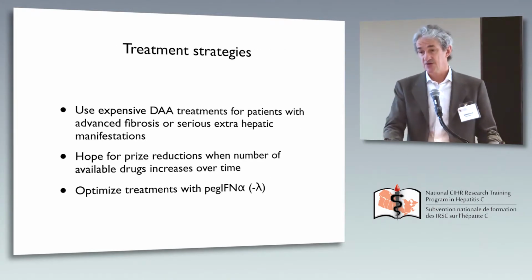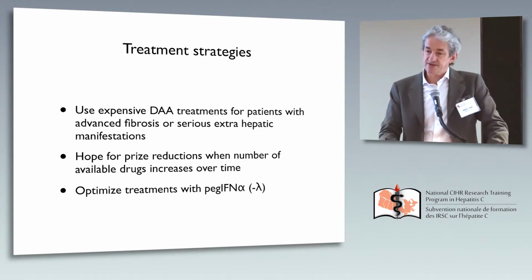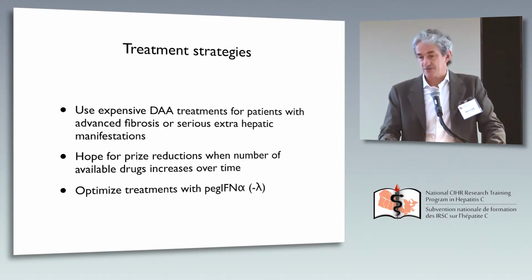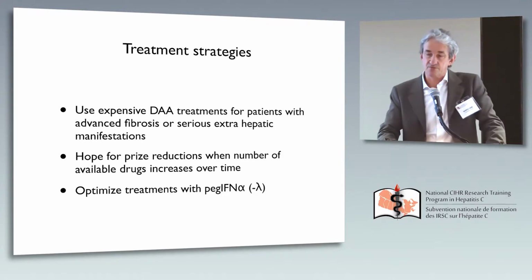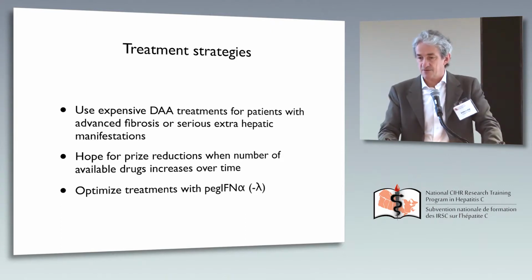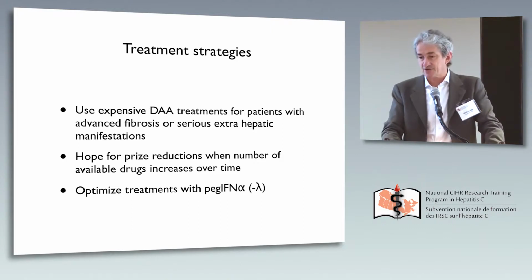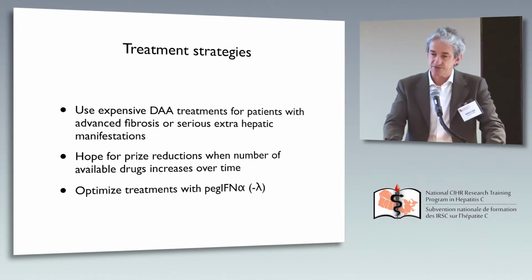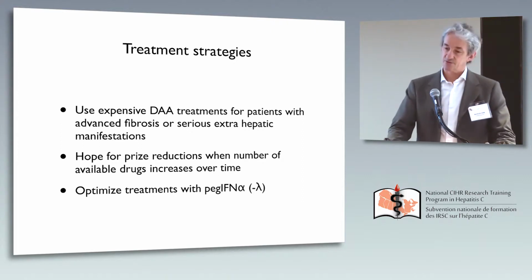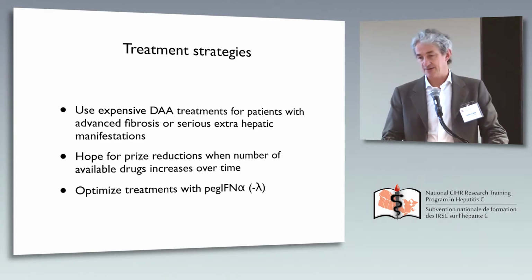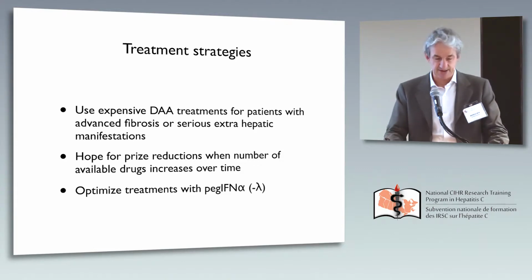So this is the background of a discussion that I summarize here. What are the strategies for doctors that have to deal with this hepatitis C epidemic? Of course, the first thing we will do is use these expensive treatments for those who are most in need. That's probably going to be a reaction all over the world. Then we will hope that the prices come down because there will be more drugs, and hopefully this will reduce the cost of the drugs. And then there is another strategy: we could try to optimize treatments with currently available drugs, with pegylated interferon alpha and maybe lambda.